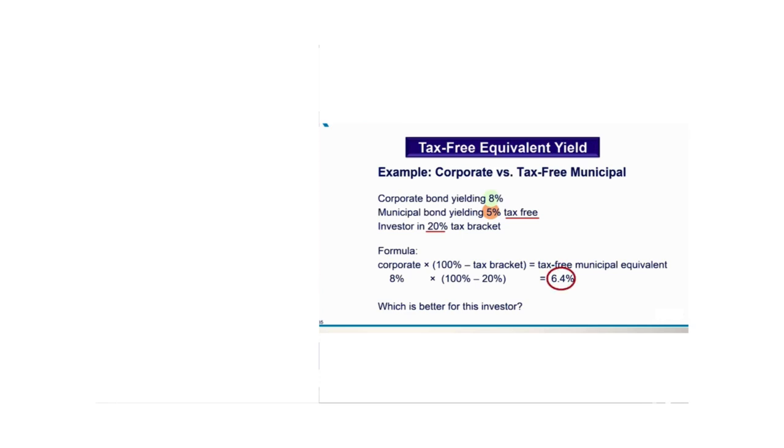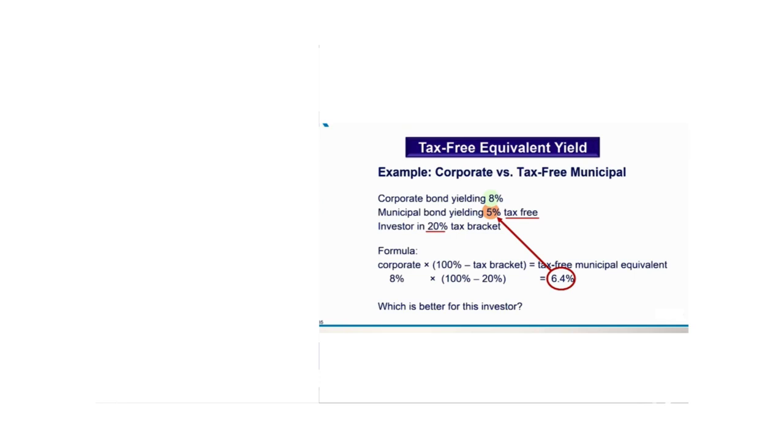Here, we take the corporate return of 8% and multiply it by 100 minus the investor's tax bracket. So here, if the investor is in a 20% tax bracket, 100 minus the investor's tax bracket of 20% is 80%. So the corporate return of 8% multiplied by 80% leaves us with a tax-free equivalent yield of 6.4%.